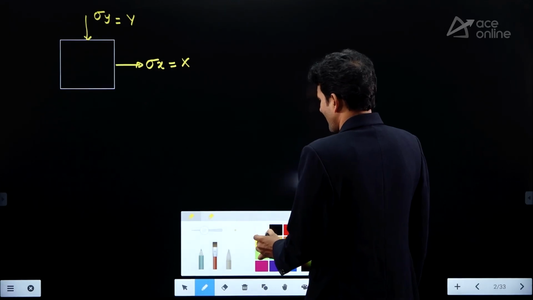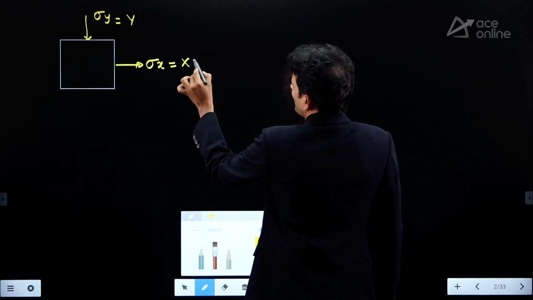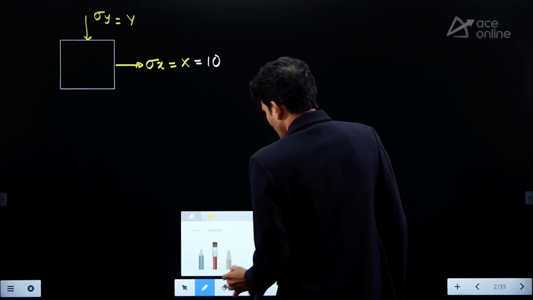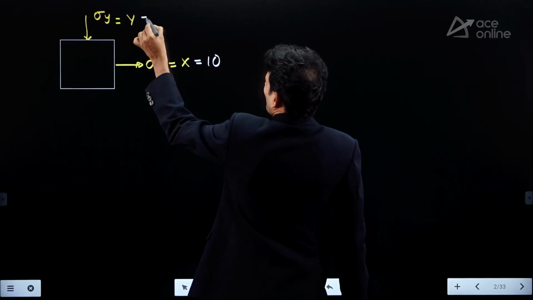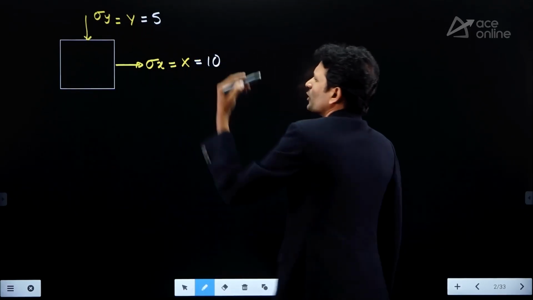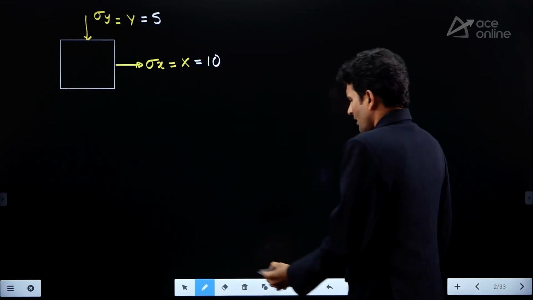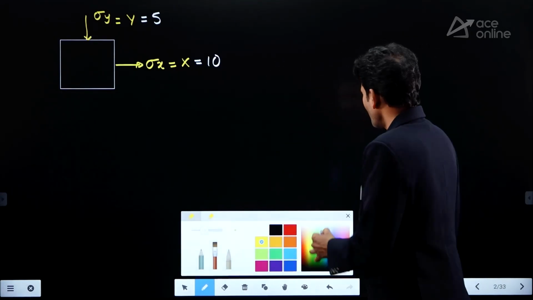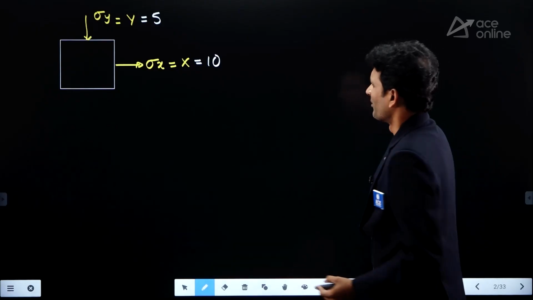So I can take this as, just imagine, suppose it is 10 units, and this you can take 5 units. Both are unequal in magnitude. Let us try to solve this question. Out of the four options, which option is correct? To solve this question, I am using the Mohr circle method.